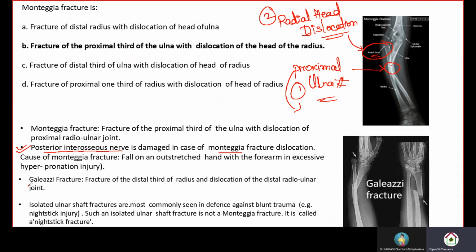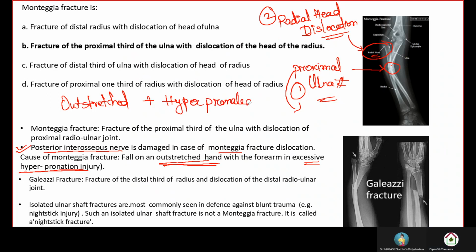Monteggia fracture occurs on a fall on an outstretched hand with the forearm in excessive hyperpronation injury. The outstretched hand is quite common, but here you see excessive hyperpronation. So the person or child may fall on an outstretched hand plus hyperpronated forearm.